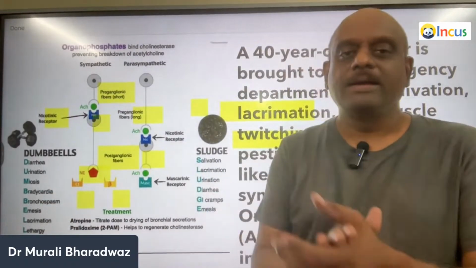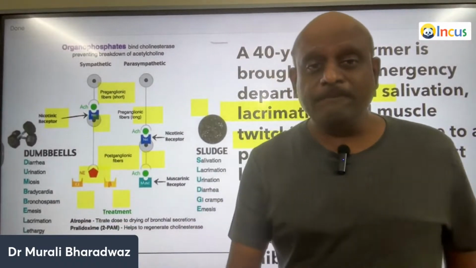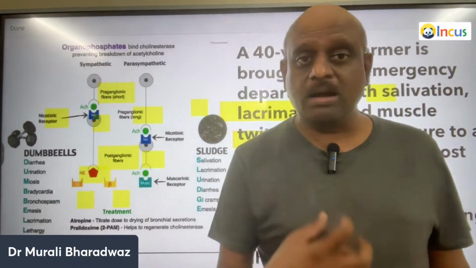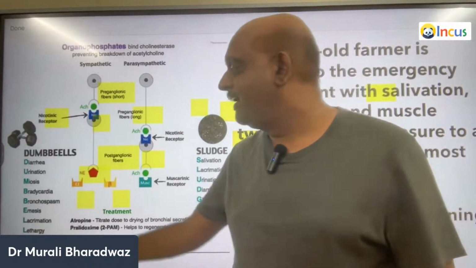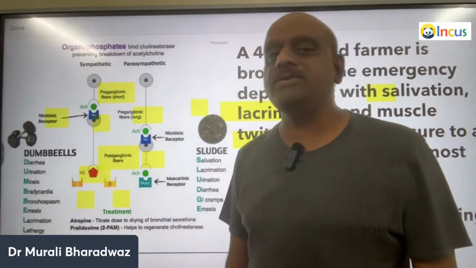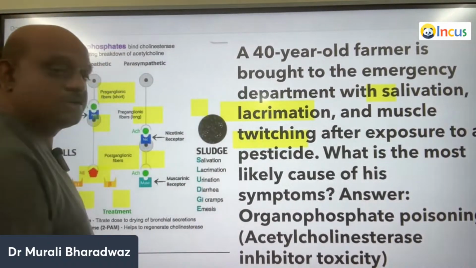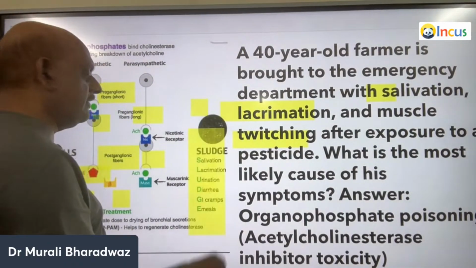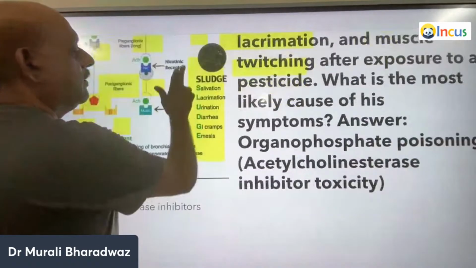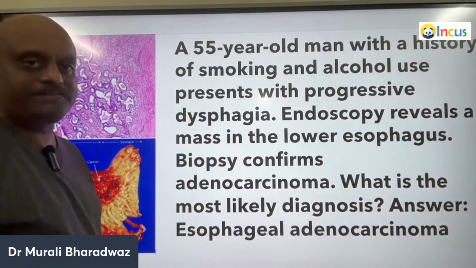What is DUMBBELSS? D for diarrhea, U for urination, M for miosis, B for bradycardia. Acetylcholine makes the heart slow down, and bronchospasm, emesis, lacrimation, lethargy, salivation, and seizures is what you need to remember. Also, there is SLUDGE. So what is SLUDGE? SLUDGE is salivation, lacrimation, urination, diarrhea, GI cramps, and emesis in OP poisoning, organophosphate poisoning, is what you need to remember.